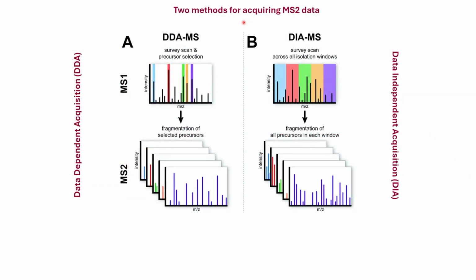When we're looking to acquire MS2 data for HDX, we have a choice of two methods. The first method is data-dependent acquisition, or DDA, and the second method is data-independent acquisition mode, or DIA. In DDA, we would have to pre-select our precursors or peptides ahead of time and let the mass spec fragment them independently into independent MS2 scans.